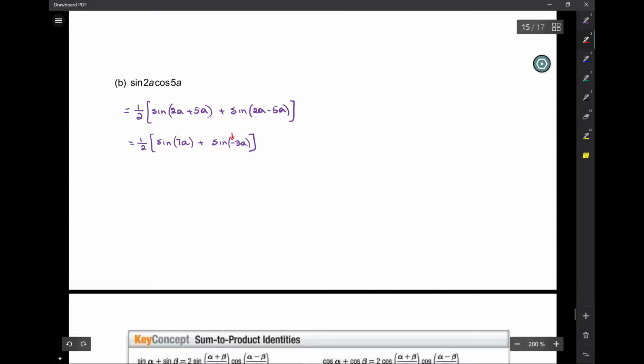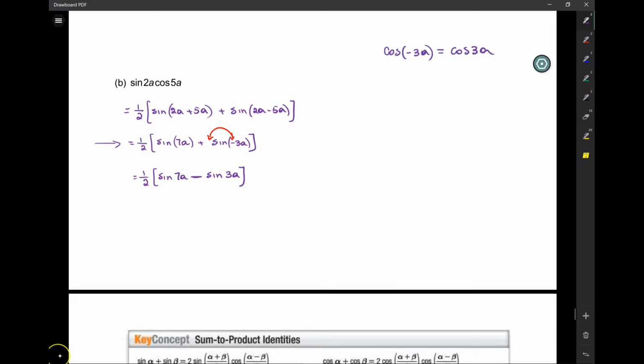What happens when sine has a negative inside? Cosine is the one that engulfs it. Sine brings the negative out. So that's going to be half sine 7a minus sine 3a. And on the test or quiz, if you leave it like the second step, then you will not get the points for that last step. It will not be full credit.